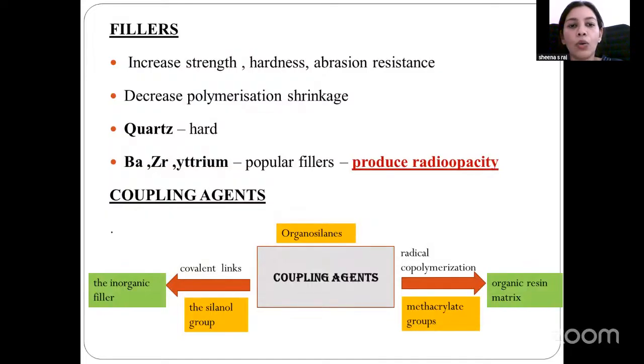Filler particles, we know, strengthen the material, and barium, yttrium and zirconium are the popular fillers which produce radio opacity. So the question is like, which of the following materials gives radio opacity to composite? This is very important: BYZ, barium, yttrium and zirconium. Please keep this in mind, very important. I've just added these points, not the question. Coupling agent: we know the coupling agent is like the organosilanes, and the silanol group adheres to the inorganic substance on one side, and the methacrylate group on the other side joins with the resin through copolymerization.